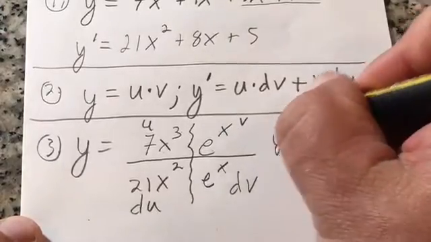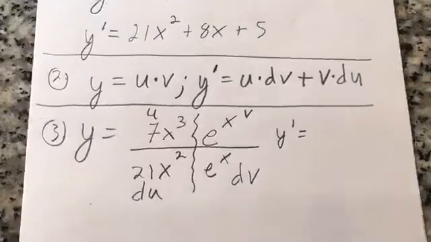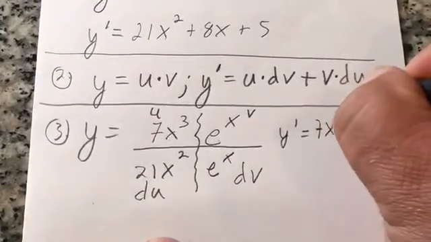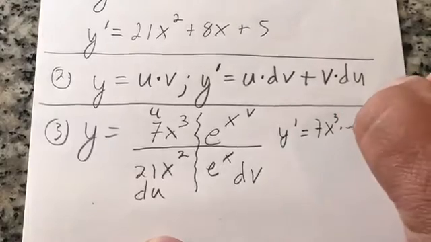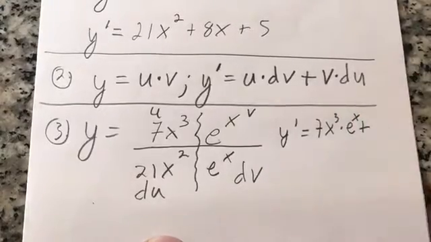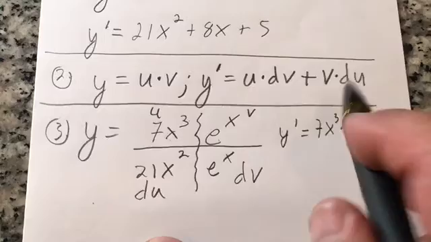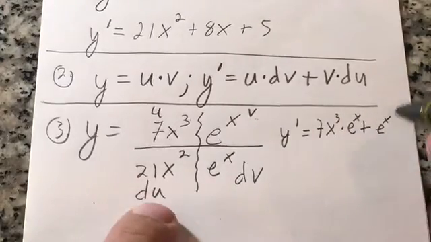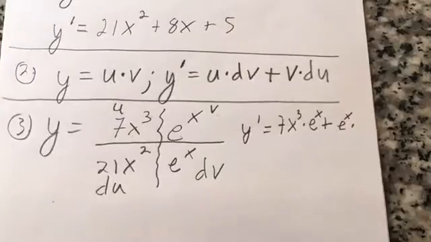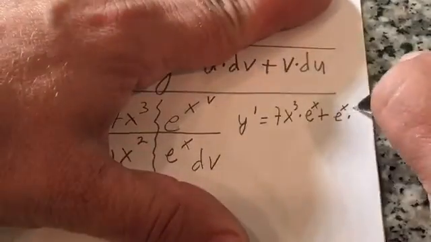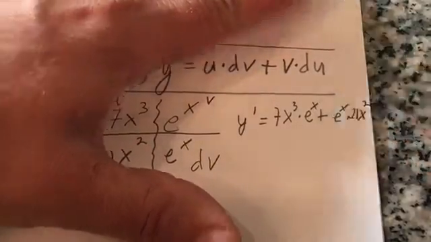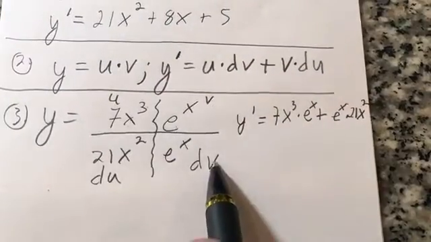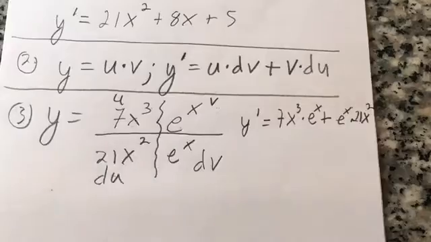So my y prime is going to equal u dv. So that's going to be 7x cubed times e to the x plus v du. My v is e to the x times 21x squared. See if I can't fit it on my paper. U dv plus v du.